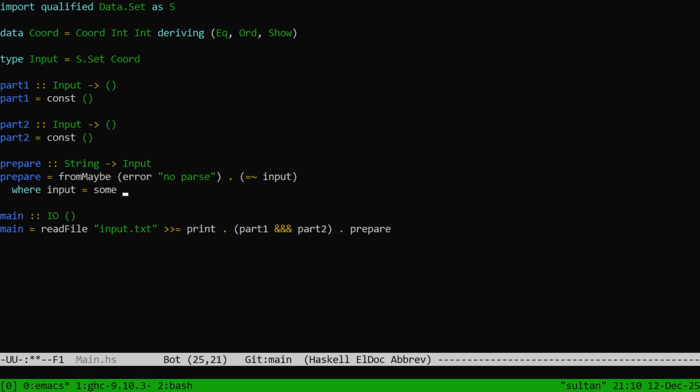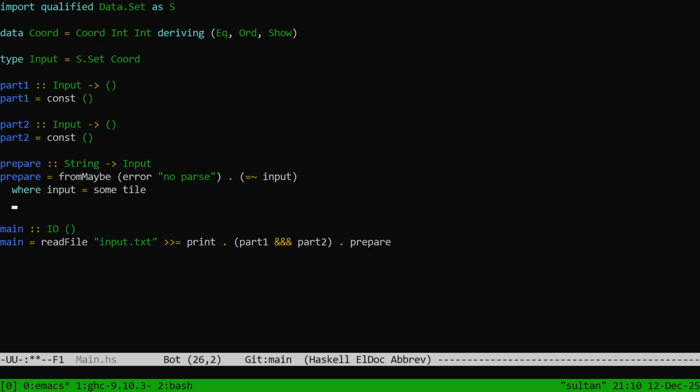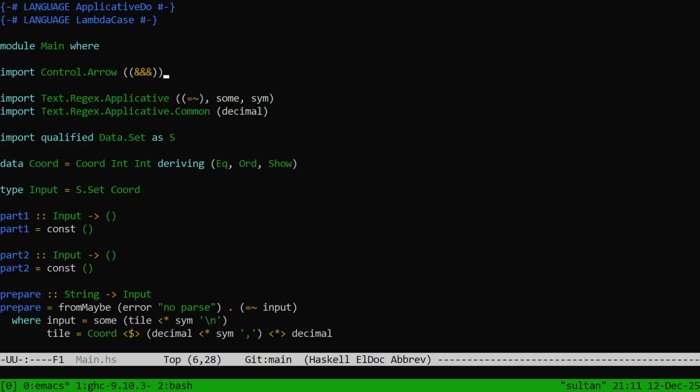Input is some tile. Tile is just, well, I'll put the new lines not in the definition of tile, but in how the input contains them. I think this is just an aesthetic choice that doesn't matter. Tile is a coord of a decimal followed by a comma we ignore, and then another decimal. And give me from maybe.